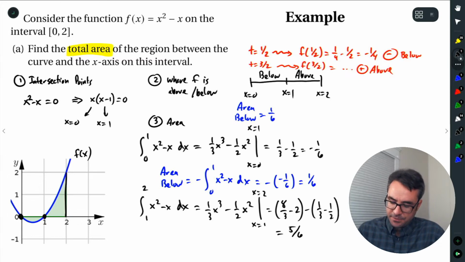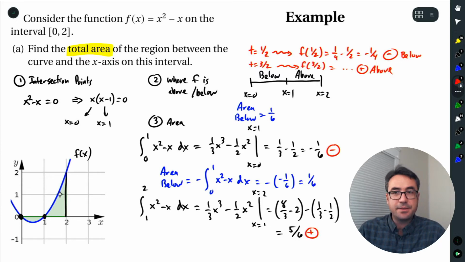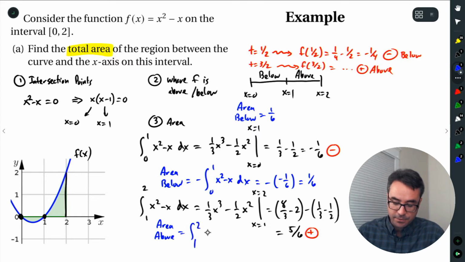And so the fact that we're getting a positive value here is reflected in the fact that, on the interval from 1 to 2, our graph is above the x-axis. So the area above on this interval from 1 to 2 is just our definite integral, the integral from 1 to 2 of x squared minus x dx, which we're saying is 5/6 if we were to simplify this down.